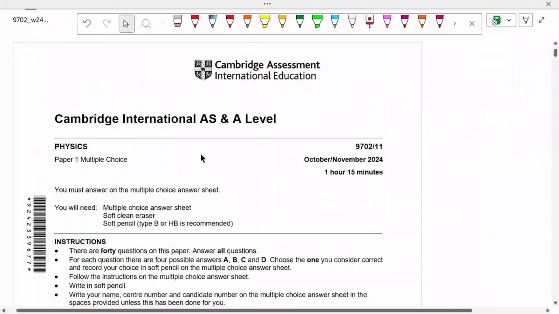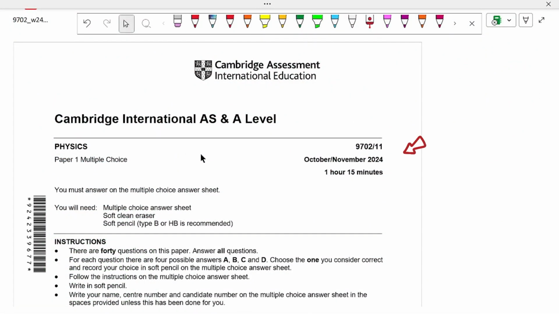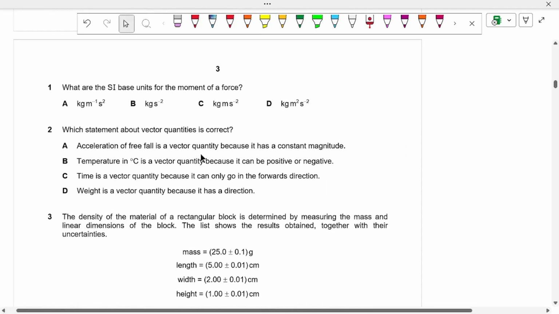So today I'm going to be solving a very recent paper, October-November 2024, question paper 1-1 for physics. So we're going to start off with the first question. What are the SI base units for the moment of a force?